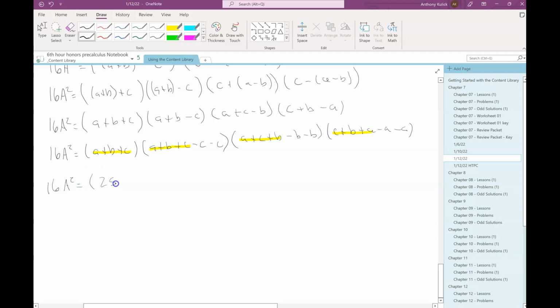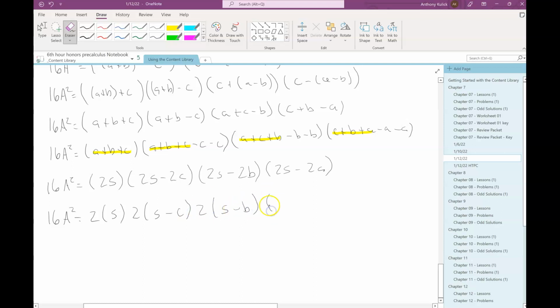So I have 2s times 2s minus 2c times 2s minus 2b times 2s minus 2a. Cool? Okay, if I look inside of each of those parentheses, I see a greatest common factor of 2. So I'm going to factor that out of each of these.